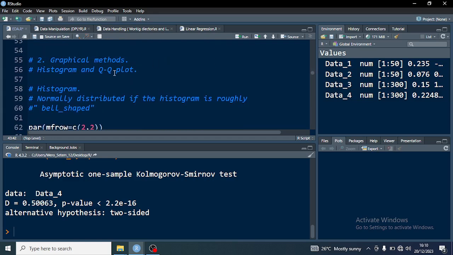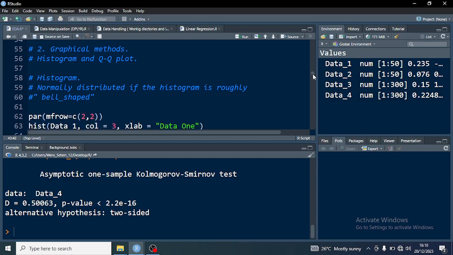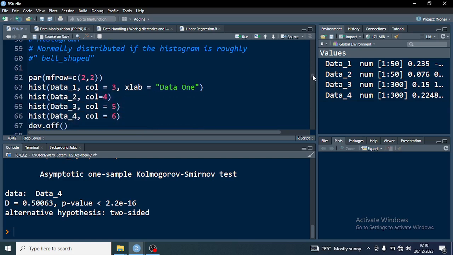Let's go into graphical methods to test for normality. And in graphical methods, we use the histogram and the QQ plot. So in histogram, a data set that's normally distributed is roughly bell-shaped. So we will use the data sets that we have created previously. That's data 1, 2, 3, and 4. We will use visualization. So here I want to create a 4-window pane. I want to plot 4 graphs in one pane.